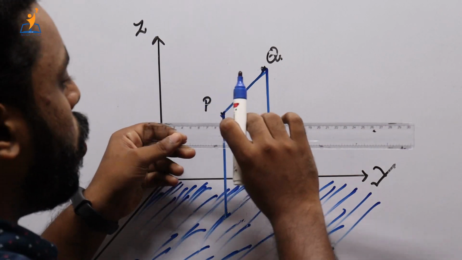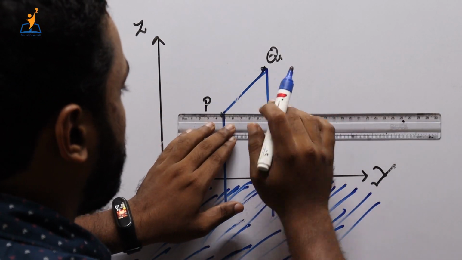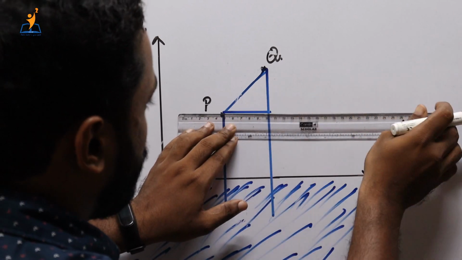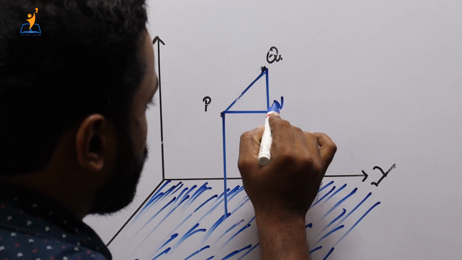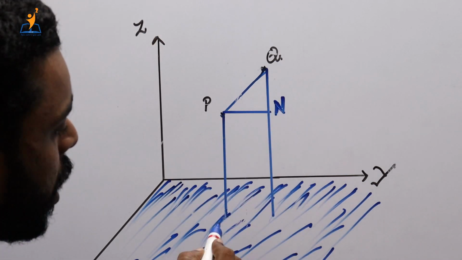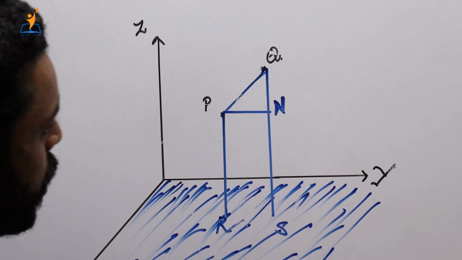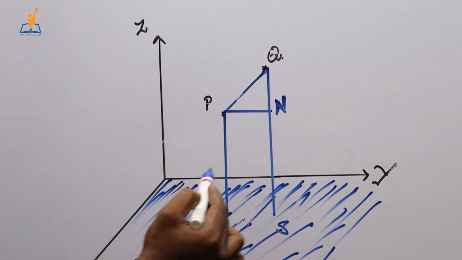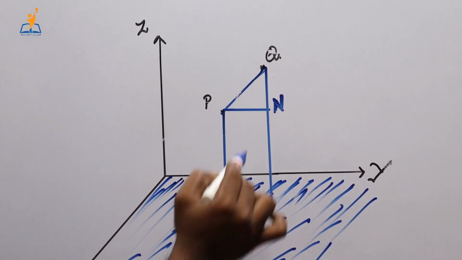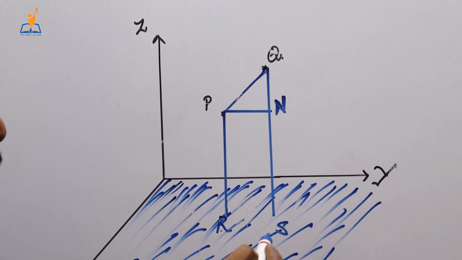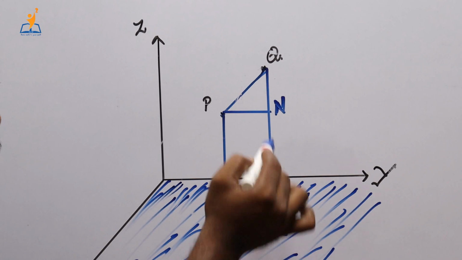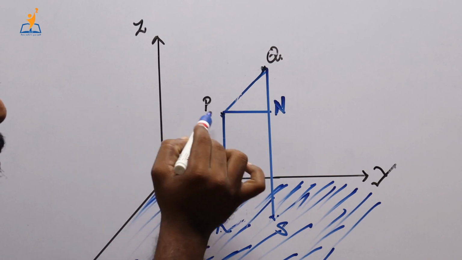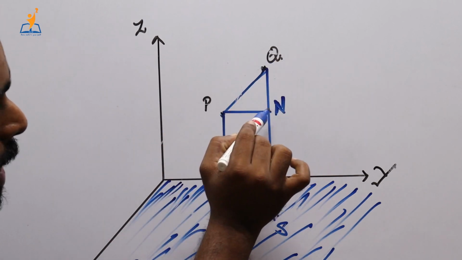Now I am going to draw a perpendicular from P to Q, P to this line, to meet at N. So this is PN and this is a perpendicular. Let us mark this as R and S. What I have done is just drawn perpendiculars from P to the XY plane to reach the point R, and drawn a perpendicular from Q to reach the point S. So we get QS and PR as the two perpendiculars. Now I drew a perpendicular from P to the line QS to get PN.